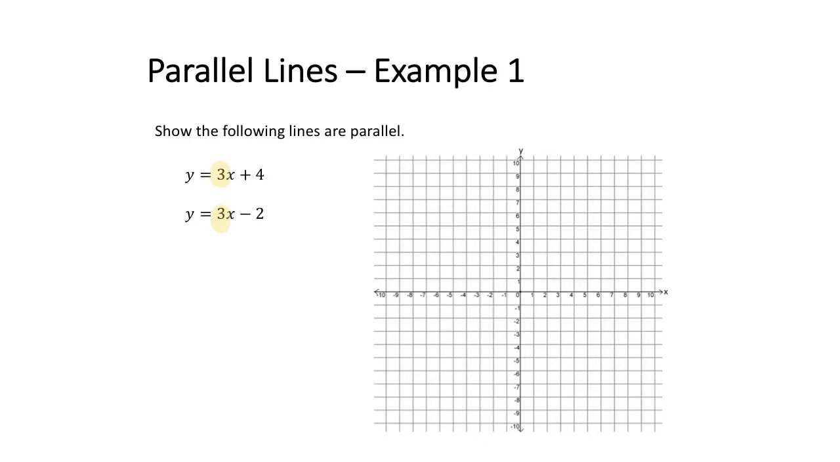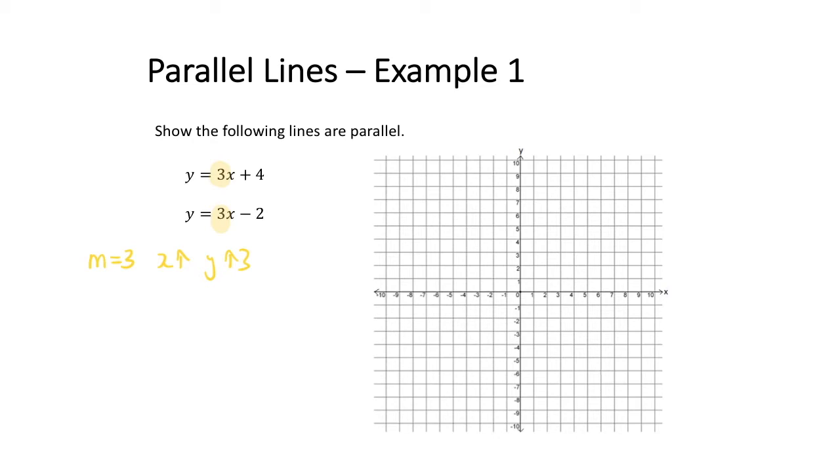Let's have a look at what they will look like on the graph. We can graph it using the gradient-intercept method. We know the gradient is equal to 3. That means that every time x goes up by 1, y is going to go up by 3. So we can use that to help graph our lines.